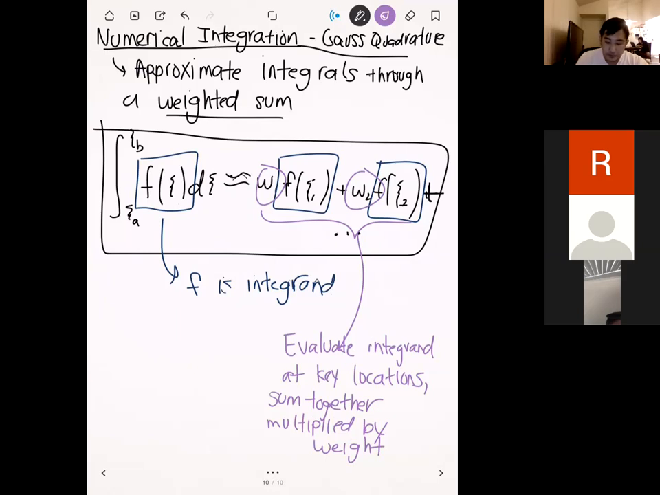Just to connect this to something that hopefully you've seen before, this idea of evaluating integrals through a sum, hopefully you've seen this in a previous math class. This is similar to a Riemann sum. It's not quite the same, so there are going to be differences, but the idea is the same: instead of performing an antiderivative, we're just going to sum up a bunch of stuff.